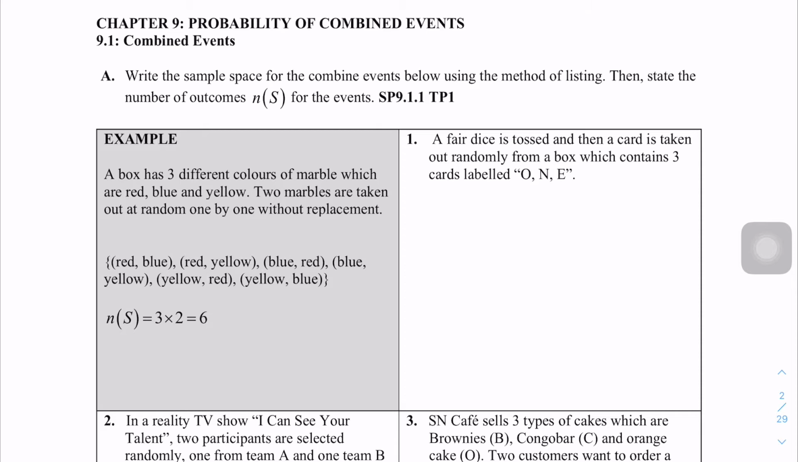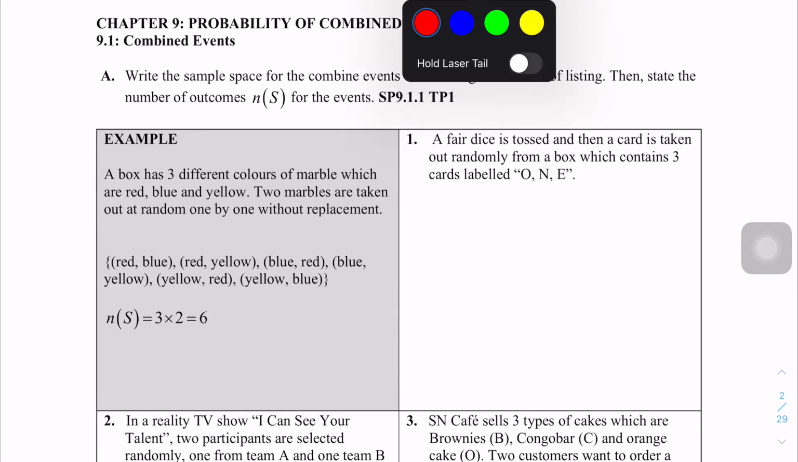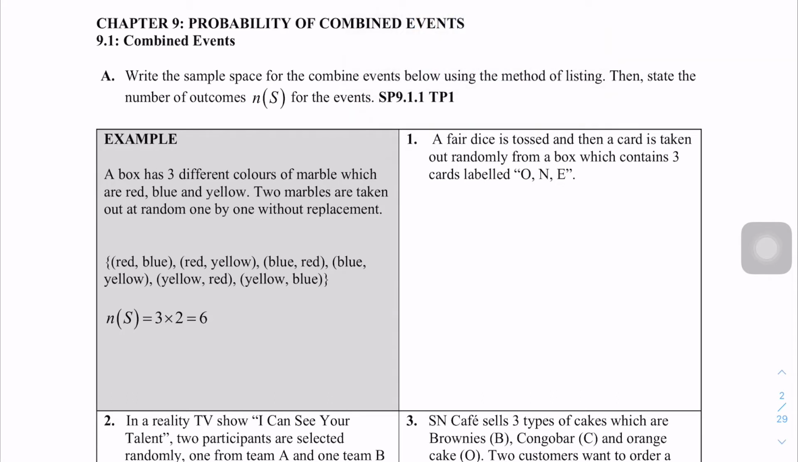Look at the first subtopic, combined event. Write the sample space for the combined event below using the method of listing. Then state the number of outcomes n(S) for the event. For listing, there are two ways for you to know the possible outcomes.